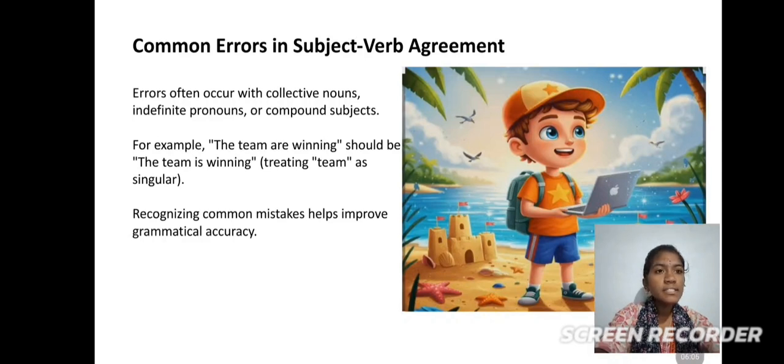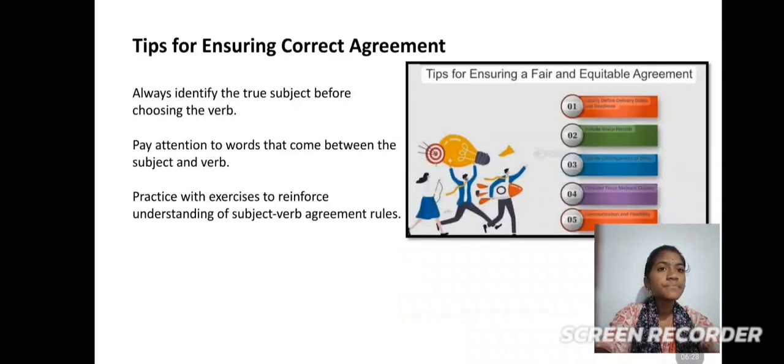Some common mistakes include misunderstanding collective nouns like team, group, family. They are treated as singular in most cases. Example, the team is winning. Confusion with indefinite pronouns, and incorrect use of verbs with compound subjects. By knowing the rules and practicing them, we can avoid these errors easily.